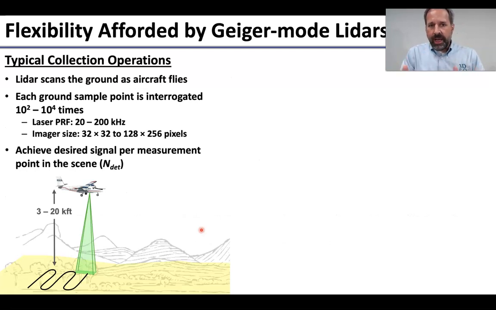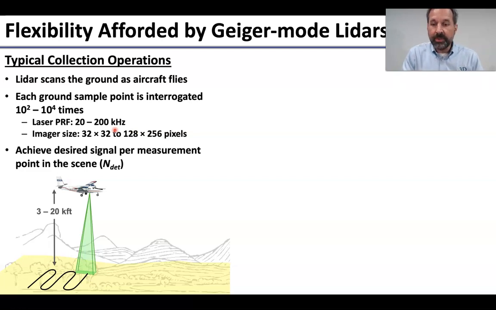So again, how do we exploit this flexibility of being able to do this digital post-processing? Well, let me talk you through how we typically use these systems. A LiDAR will scan the ground as maybe an aircraft flies along. This is in an airborne mapping application, for example. Each point on the ground is interrogated. That means we shine light on it from the laser, maybe between 100 or 10,000 times.